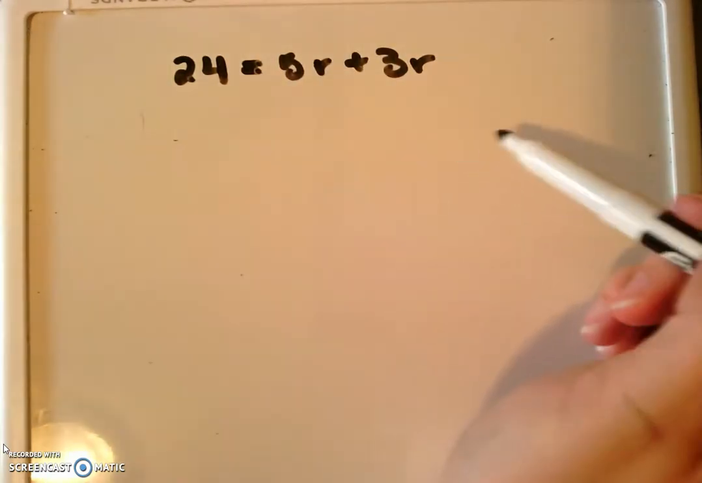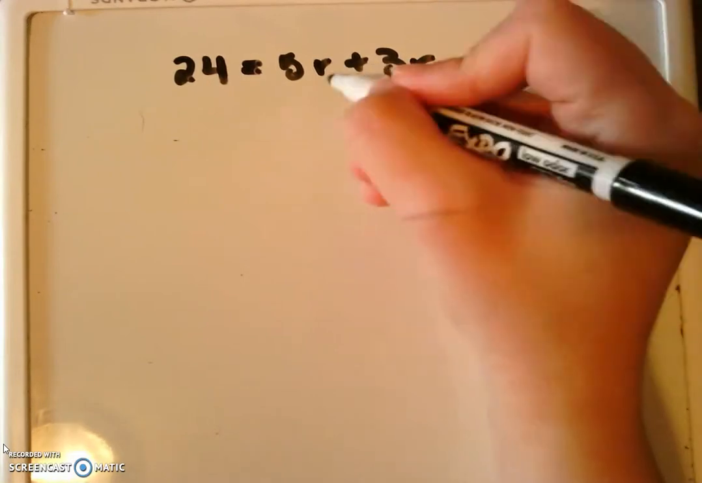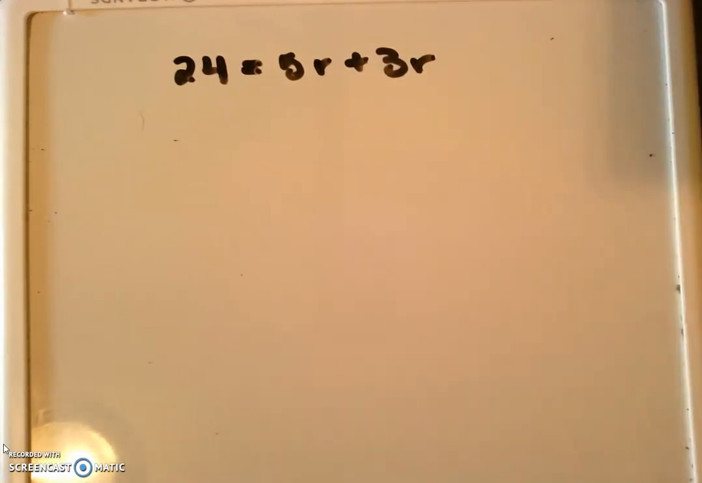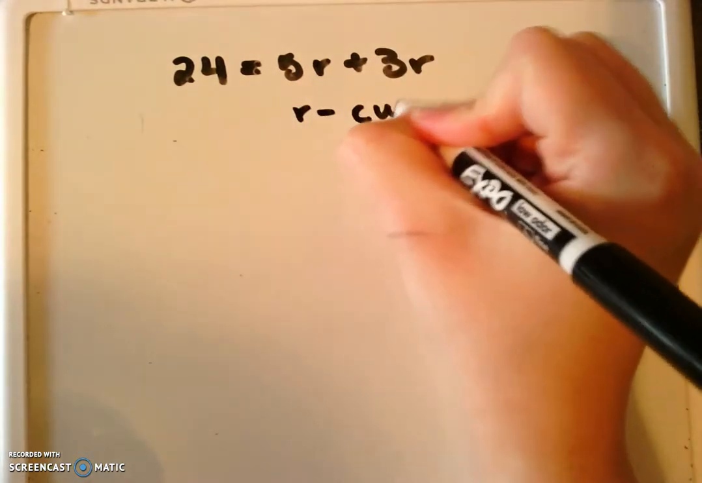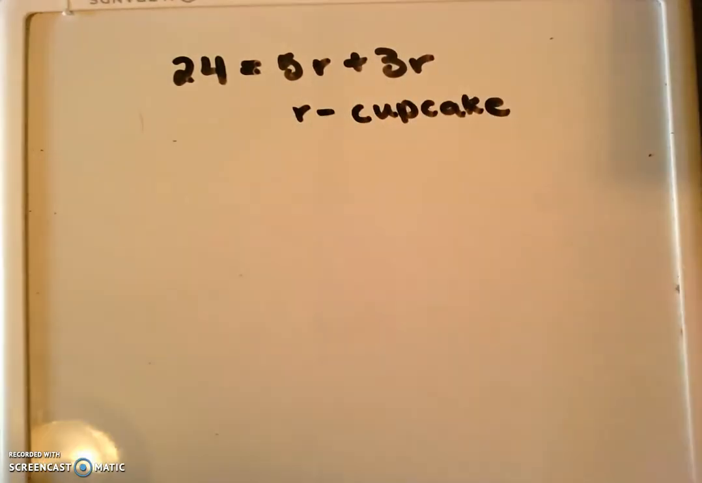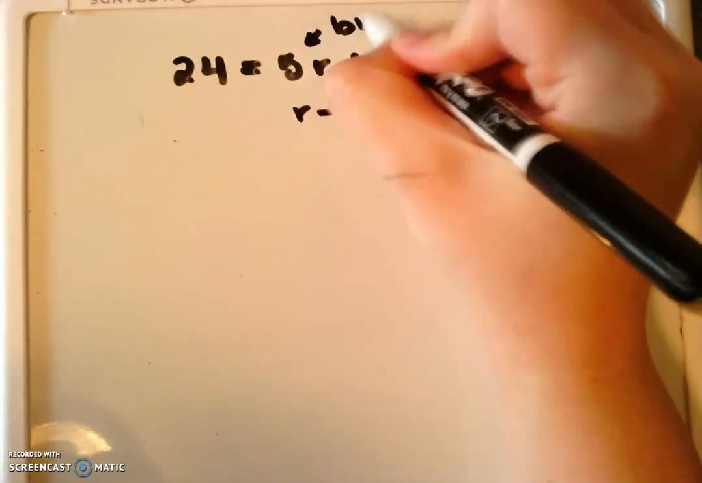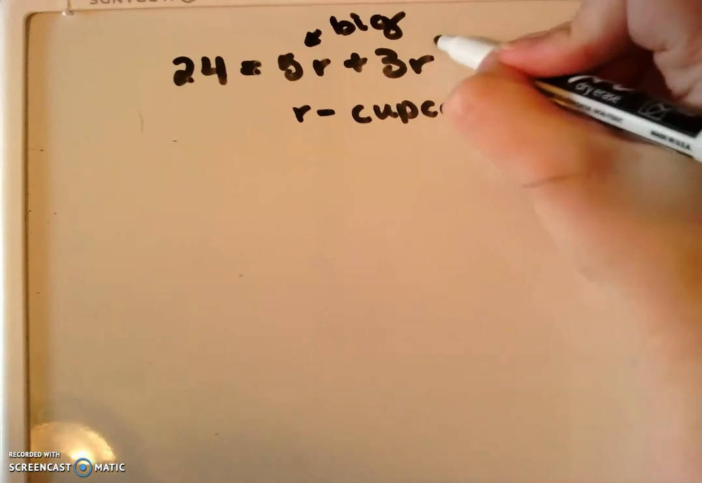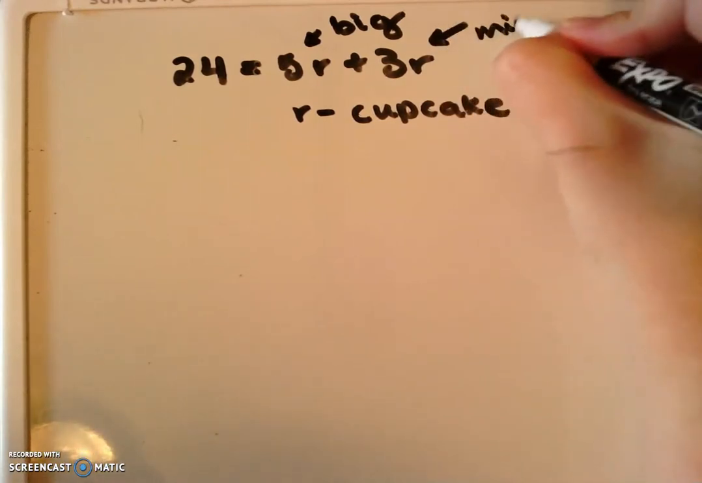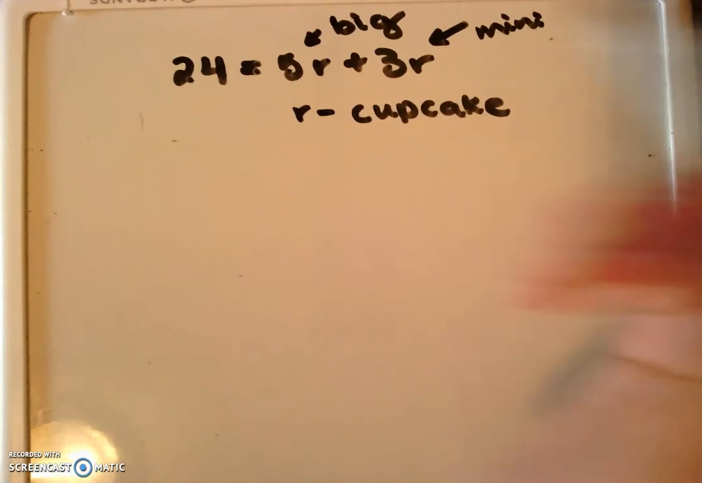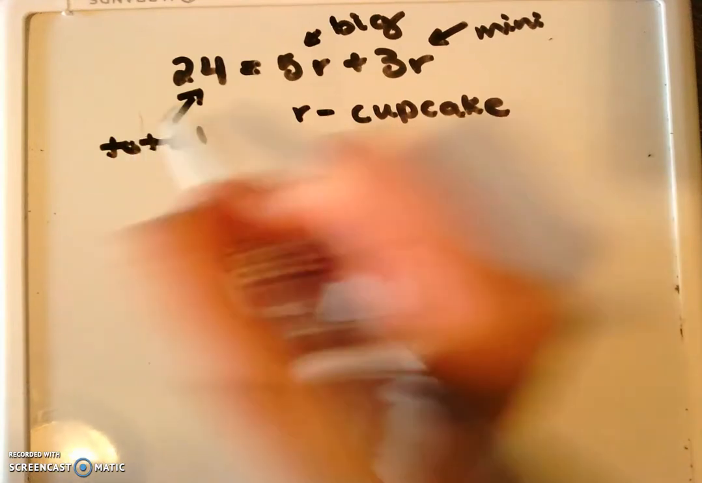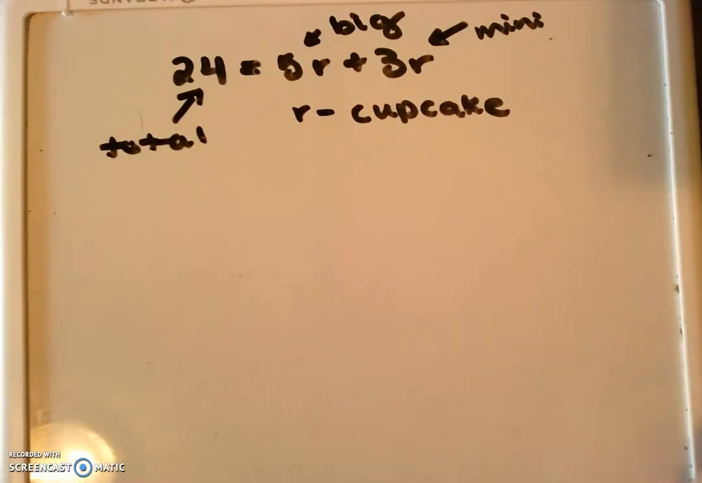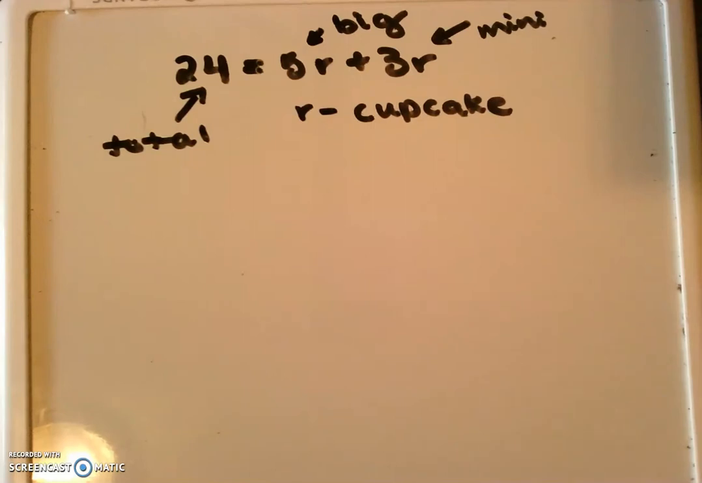When I do this problem, I am going to say that my r's are going to be how much I am selling a cupcake for. So if r is for a cupcake, my 5r can be for a big one, and my 3r can be for a mini cupcake. My 24 is going to represent my total. Now that I've figured out what everything is going to be, I need to write my problem.